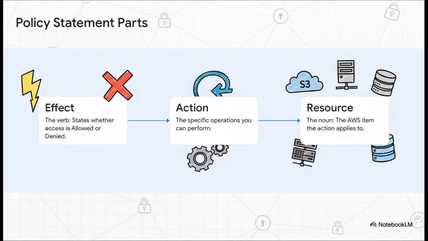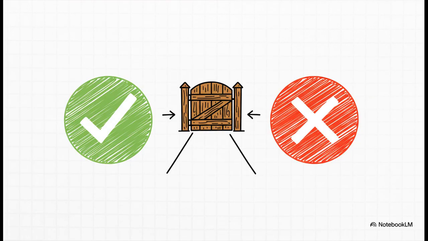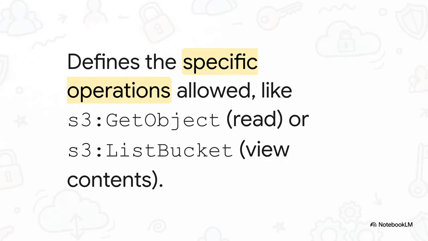See, every rule, or what we call a statement, inside that policy is basically just a simple sentence. And every sentence has 3 key parts: an effect, which is the verb, some actions, and a resource, which is the noun. First, you have the effect. This is the verb of our sentence, and it's the most basic part. It's the big, simple yes or no gate. It literally only has 2 options: allow or deny. That's it.